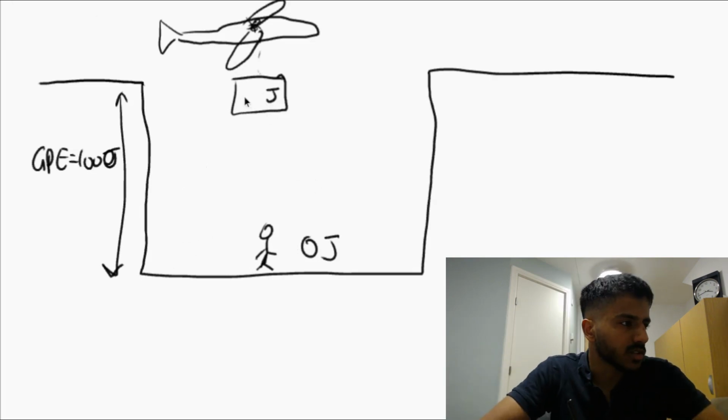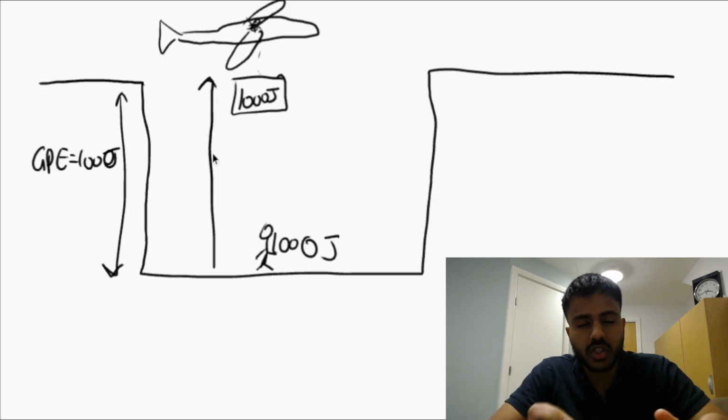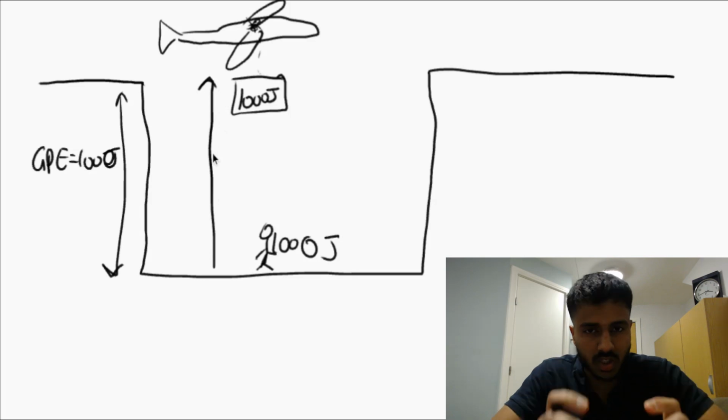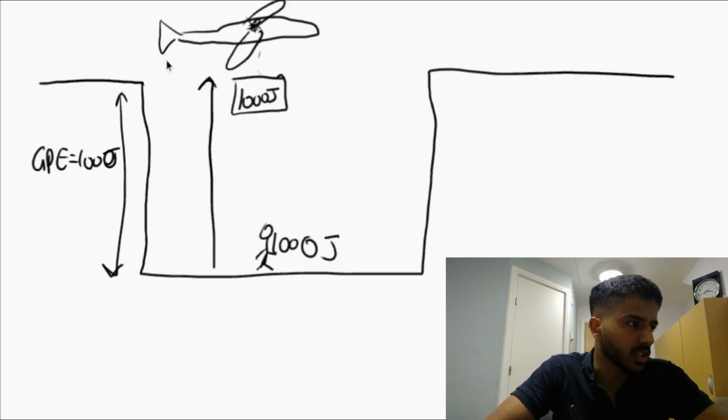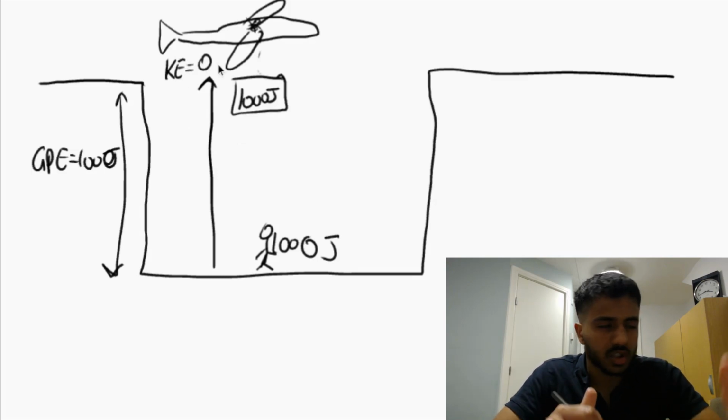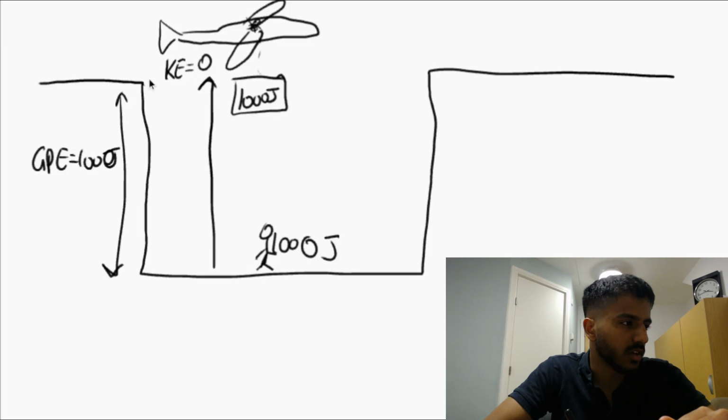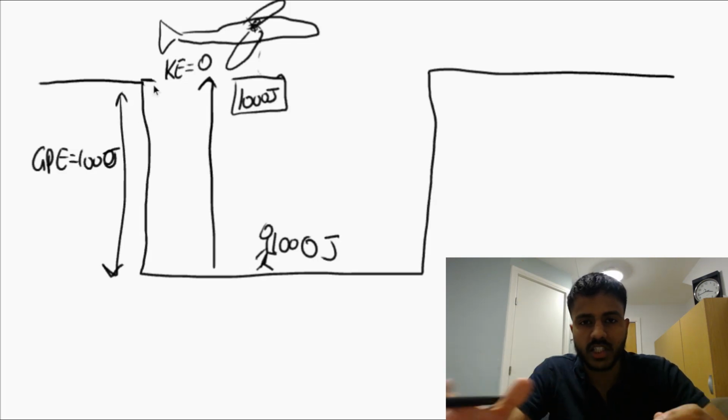Now, if this helicopter supplies you exactly 1000 joules, you now consume all those 1000 joules and you jump up. And at this point, you just about have enough energy to just about make it out of the hole, which means that you jump up and you exit this hole with 0 kinetic energy. So you're able to jump out the hole and maybe you can reach this cliff here, but you don't have energy to move after that.